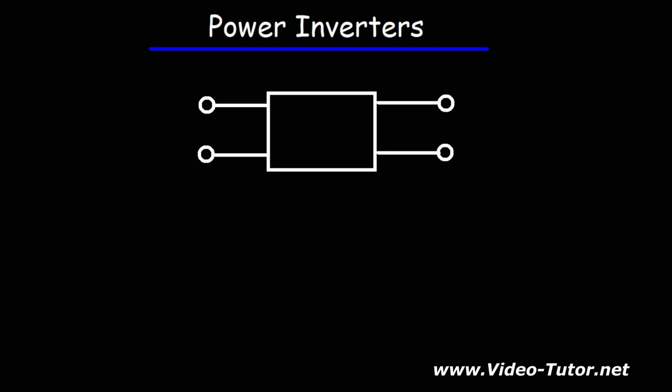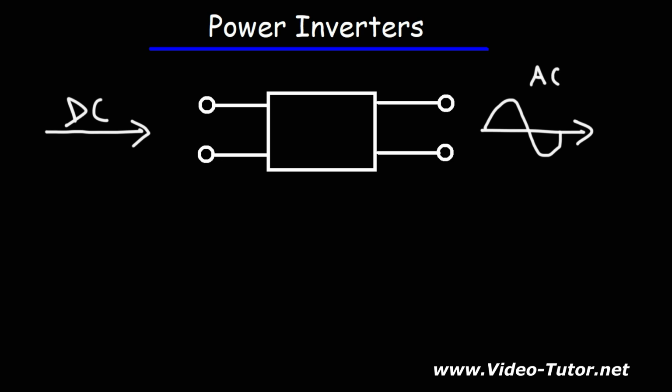Let's talk about power inverters. What exactly is a power inverter and what does it do? Inverters convert DC electricity into AC electricity. DC electricity, that's direct current, is current flowing in one direction, whereas with AC electricity, you have current that reverses polarity. And typically this is going to be 60 times per second, with a frequency of 60 hertz.